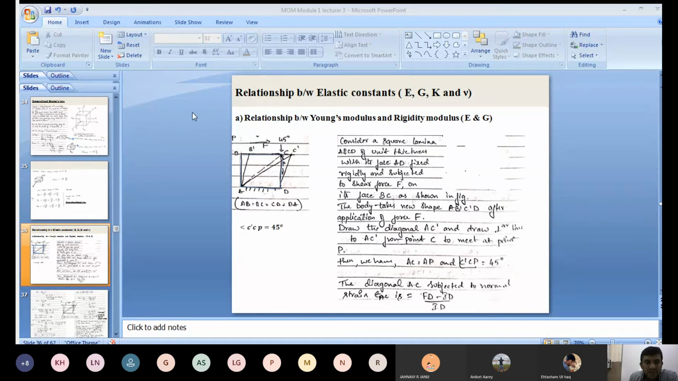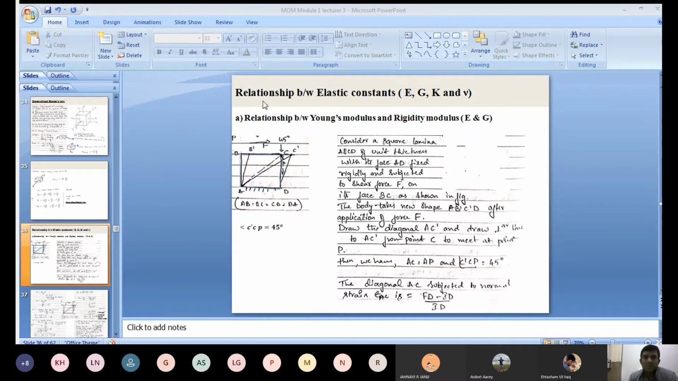And what will be the angle between C dash and C? Once the length AC increases to AC dash, from the point C draw a line perpendicular to AC dash. Now this angle C dash PC is 90 degrees, CPA is also 90 degrees. But what about C dash CP? That angle is 45 degrees. Remember that. This is a right angle triangle. That angle C dash CP is 45 degrees.